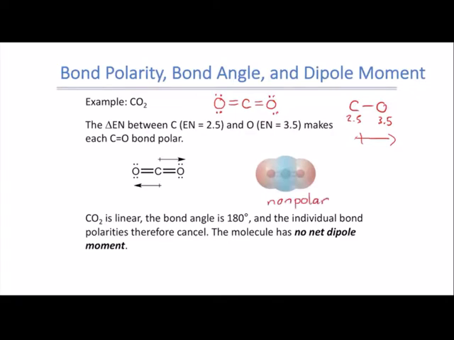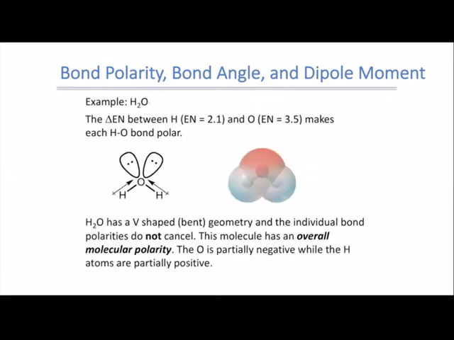Even though it has polar bonds between carbon and oxygen, the two dipoles cancel each other out, giving me a nonpolar molecule overall. When we're figuring out the polarity of our molecules, it's fairly easy to figure it out when it's a linear molecule like this. What about when it's not linear? Let's look at another example with water.